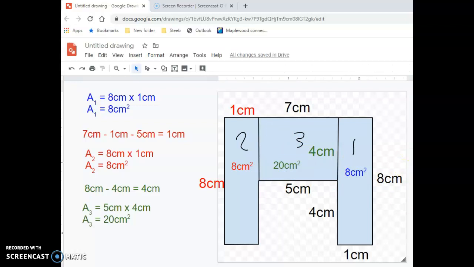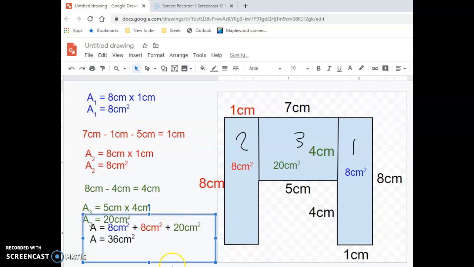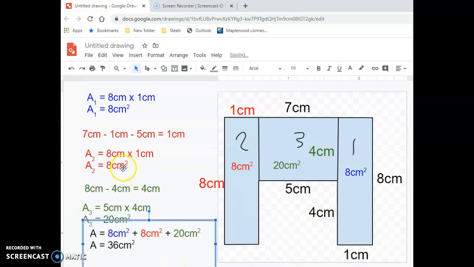And now the last thing I need to do is add up all of the areas of each rectangle. And as you can see, I have 8 plus 8 plus 20. That gives me 36 centimeters squared.